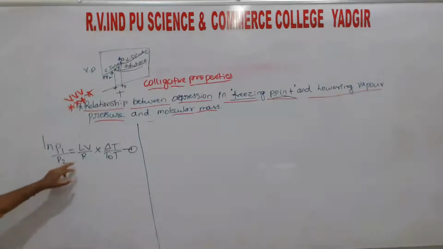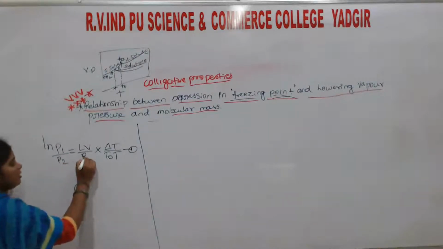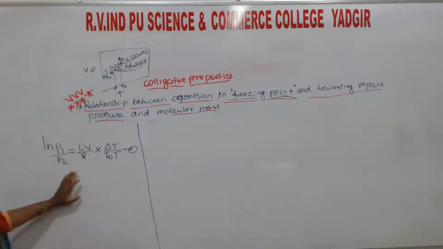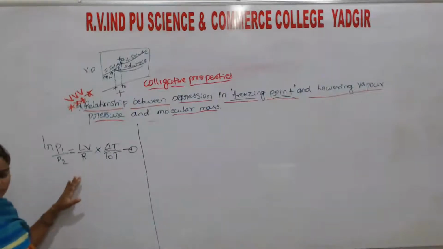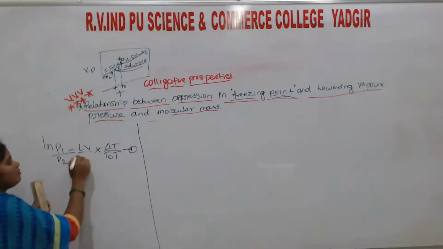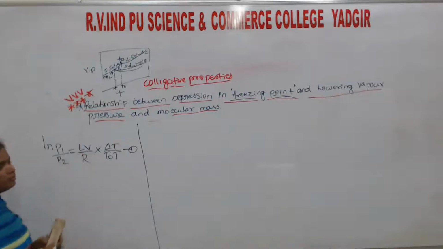Next, here you know Lb is the molar heat of vaporization at its normal freezing point T naught. Okay, here considering the vapor pressure curve of AB. This one.